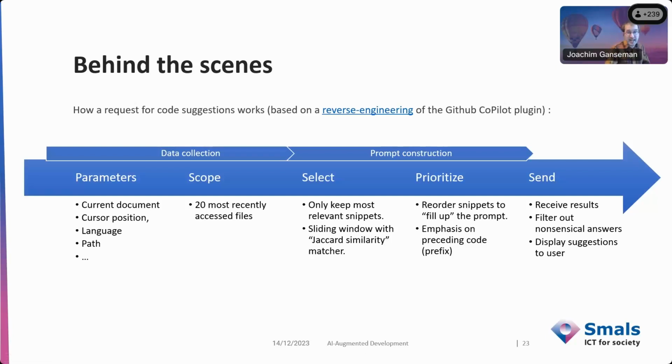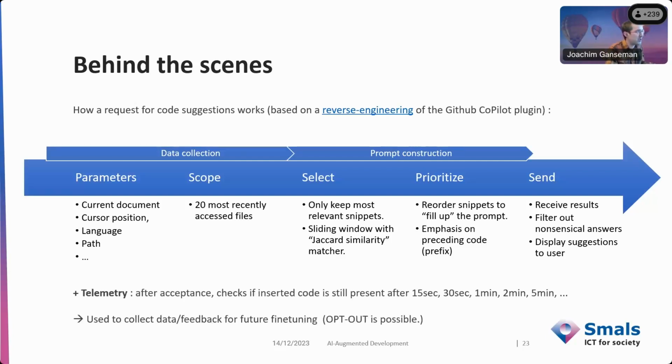There's some filtering that happens afterwards because you might get nonsensical results, very repetitive results, results that are maybe in the wrong programming language, could happen. So after that filtering, it can only display the suggestions to the user. So this is actually an instance without going too deep in it.